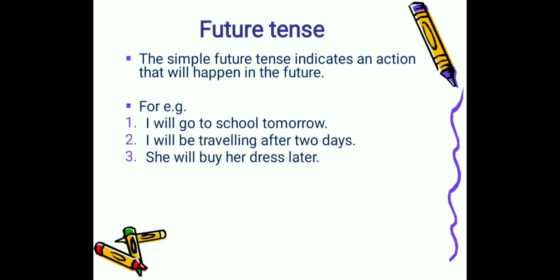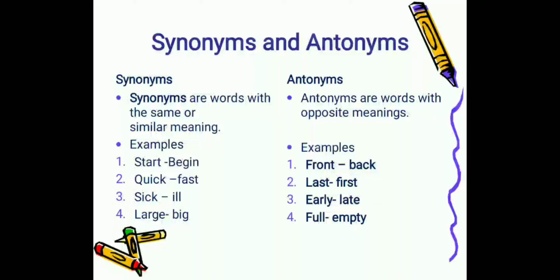Let us now learn about synonyms and antonyms. Synonyms are words with the same or similar meaning. For example, start, begin, quick, fast, sick, ill, large, big. With these examples, we can understand how both the words have a similar meaning. We can either use start or maybe even begin. It will all mean the same.